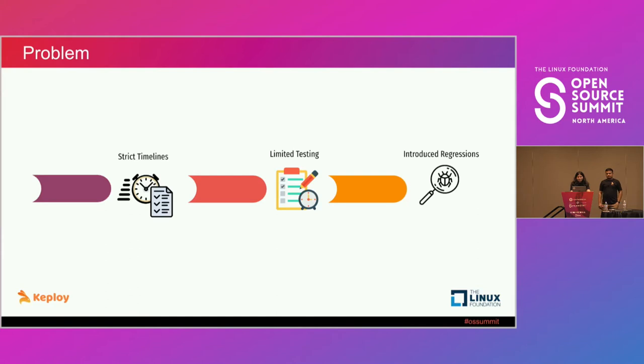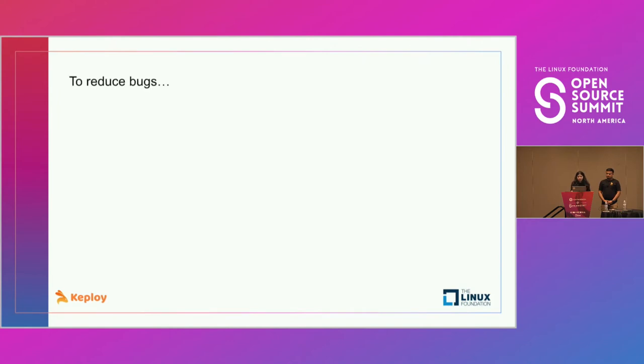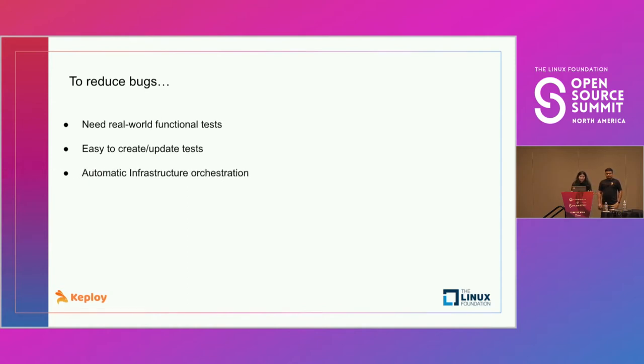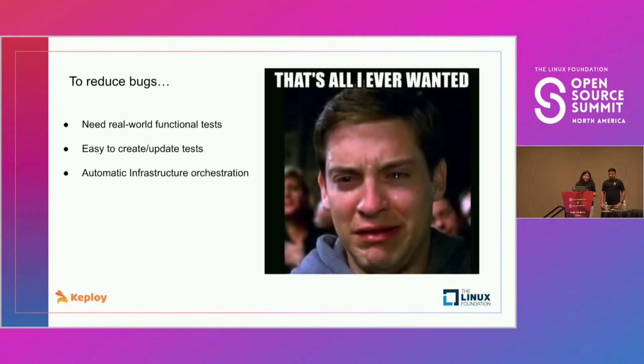So, to fix those regressions, again, it changed the deliverables that we had, and testing was not done enough. So all we needed to reduce the bugs was just three things. One, we needed to do the functional testing, because it was experimental, non-functional was not really important. And we needed a tooling that could create the test cases and update the test cases so easily that we don't really have to spend time on it. And we needed something that could automatically orchestrate the testing infrastructure. So that's all we needed, nothing much.